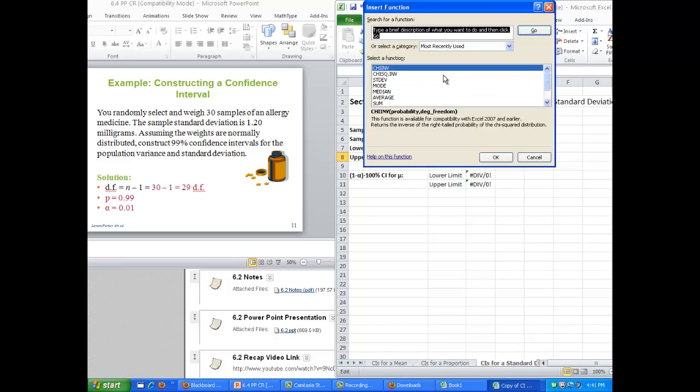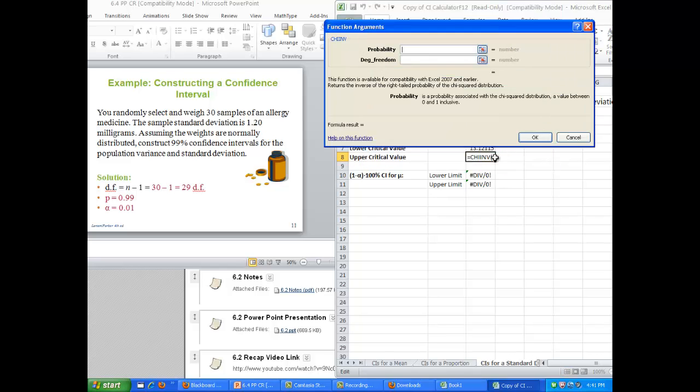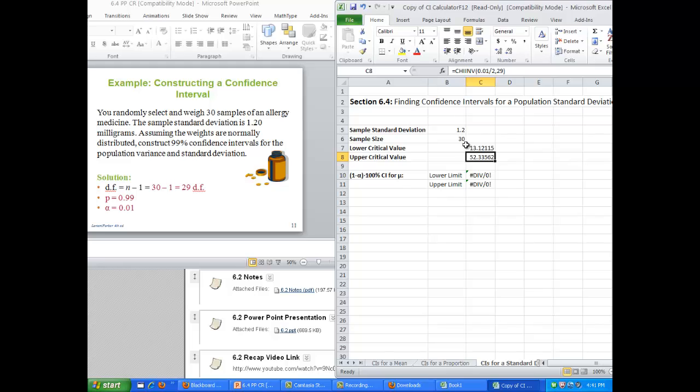For my upper, I'm going to go ahead and do chi-inverse again. And I'm going to just do 0.01 divided by 2 because I'm finding the right side, and 29 degrees of freedom. Now I'm going to type these in over here with 4 decimals. So 13.1212 and 52.3356. Now we have our lower limit and our upper limit.